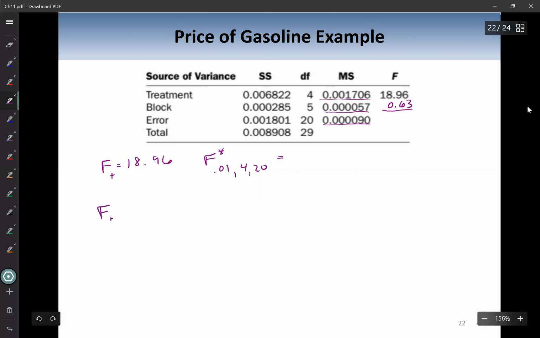And then for B, I'll put here blocks. That's 0.63, very small number. The table value or the critical value, 4.01. This time that will correspond to 5 degrees of freedom and 20 degrees of freedom. So we need to go to the F distribution table, find those values.